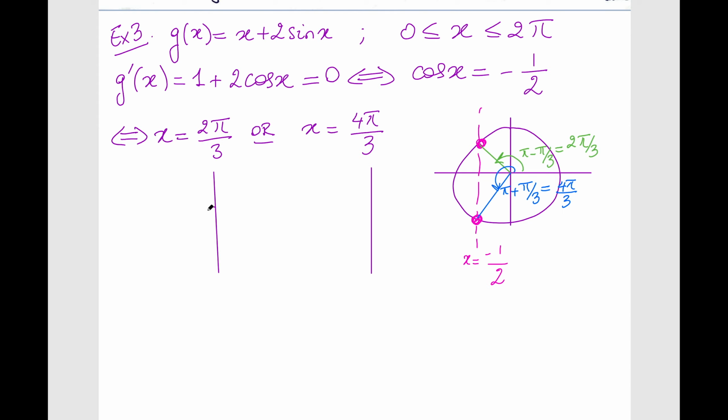I know that at these points f prime is 0, right? We talked about that before. Or g prime in this case, sorry. So g prime is 0 at those points. Before that, and all the way to 0, right? All the way to 0. So the lower bound is 0 and the upper bound is 2 pi, right? This is what we know.